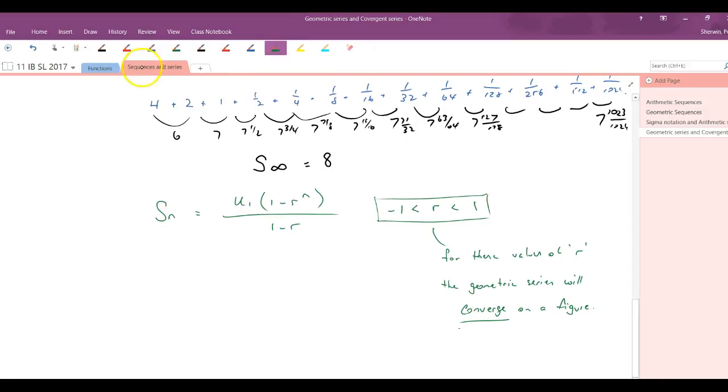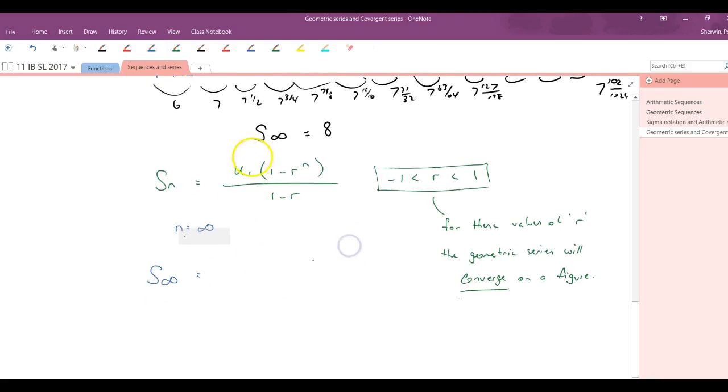So Sn, let's say n is equal to infinity. We're looking at an infinite number of terms, n equals infinity. Now we're looking for the sum to infinity of our sequence. u1 is unchanged, but 1 minus r to the power of infinity. That's pretty crazy. Let's come back to that, this 1 minus r to the infinity.